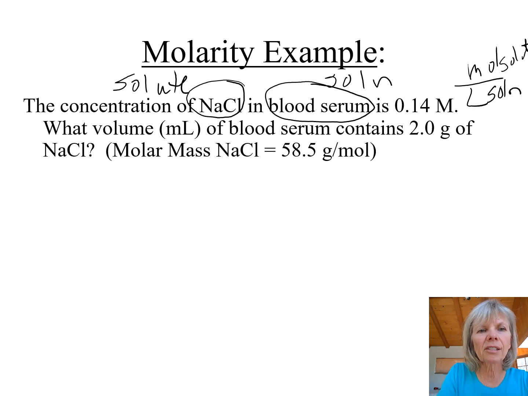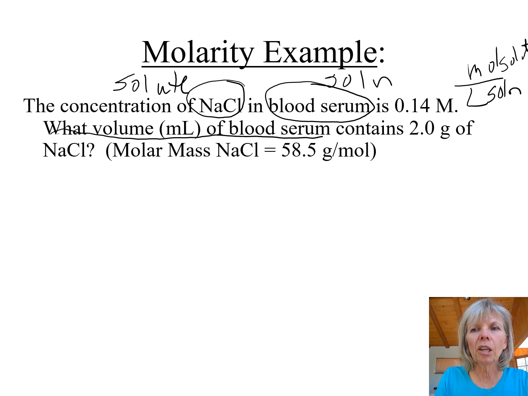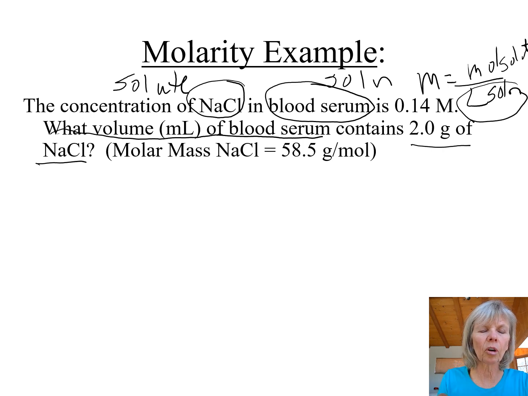The question is asking for what volume of blood serum, so that's my solution. That's what I'm looking for in this problem, is the liters of the solution. It says milliliters, but we'll calculate liters and then convert that to milliliters. It says the blood serum contains 2 grams of sodium chloride, which is our solute. So in order to solve this problem, the solute is given in grams, so we must convert that into moles.